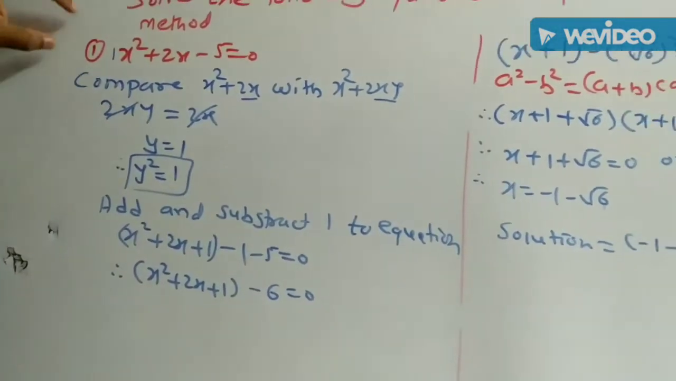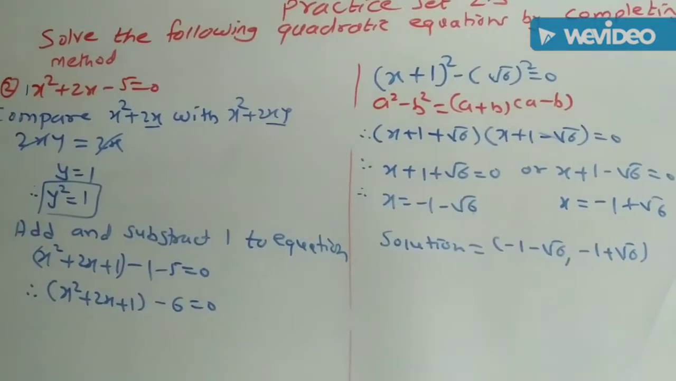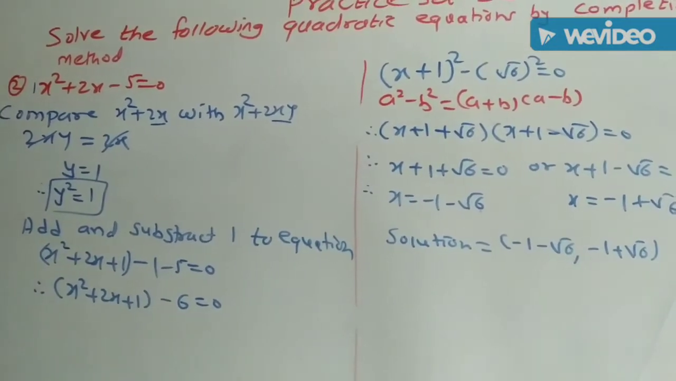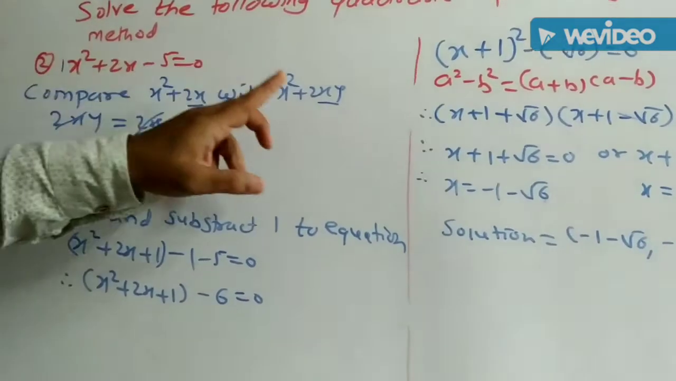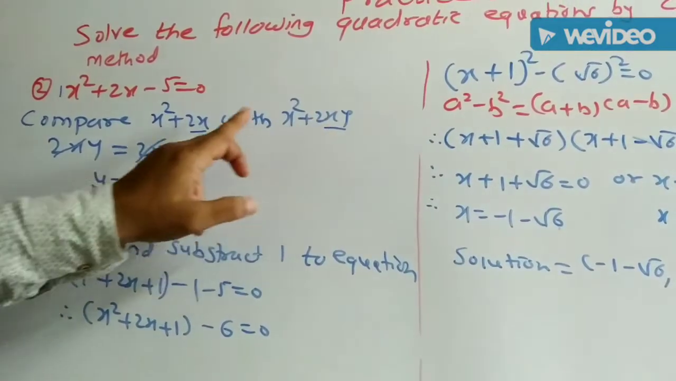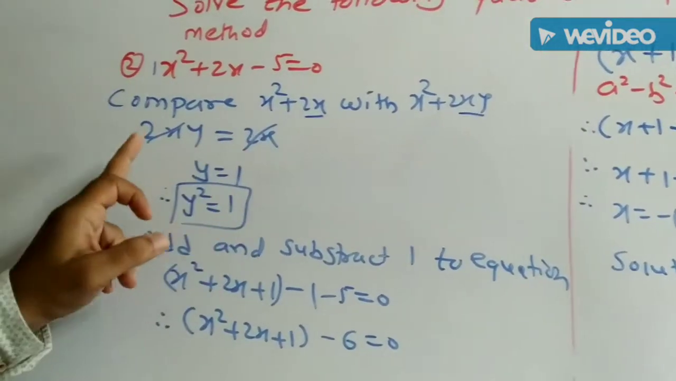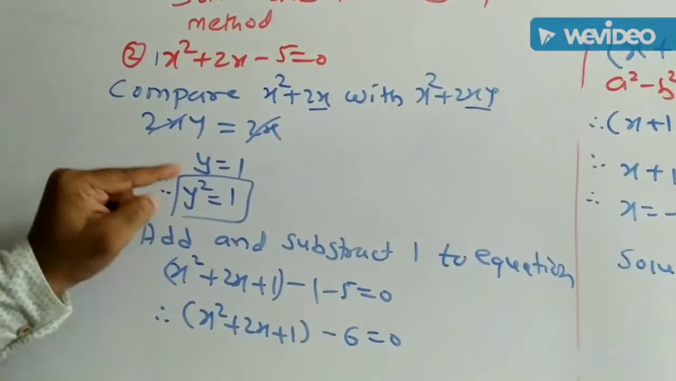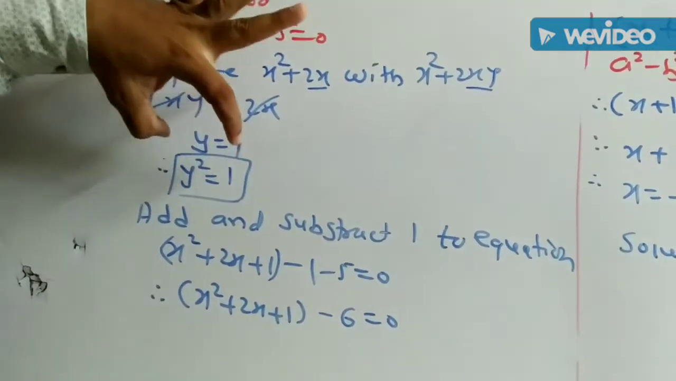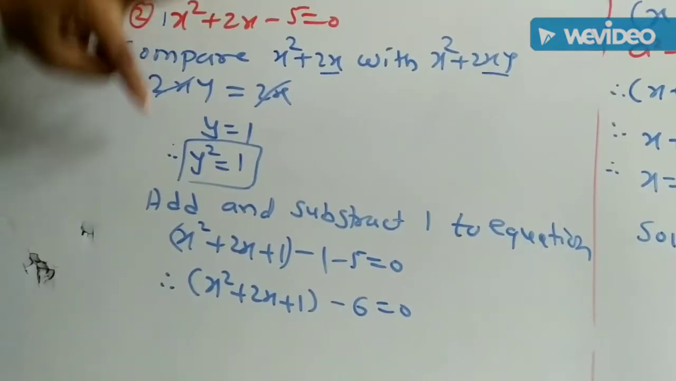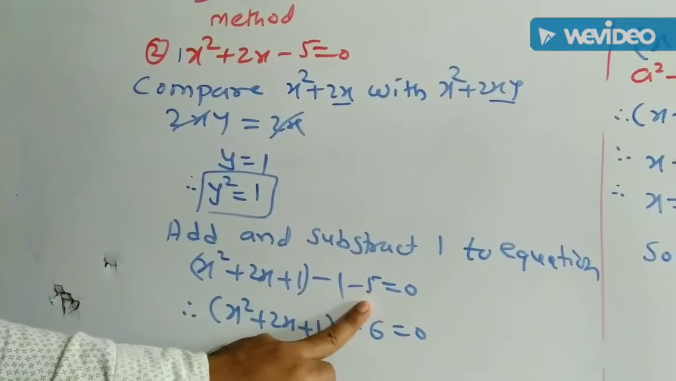See, the given equation is in the form of ax square plus bx plus c is equal to 0. The coefficient of the square term is 1. Therefore, I directly compare the first two terms of the LHS with x square plus 2xy. Again, compare the second term of both. 2xy is equal to 2x. 2x gets cancelled. Remaining is y is equal to 1. On squaring, y square is equal to 1. Now, this is the third term. Now, add and subtract this third term in this equation: x square plus 2x plus 1 minus 1, and then the last given term minus 5.